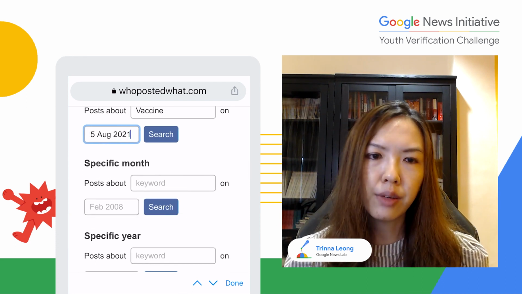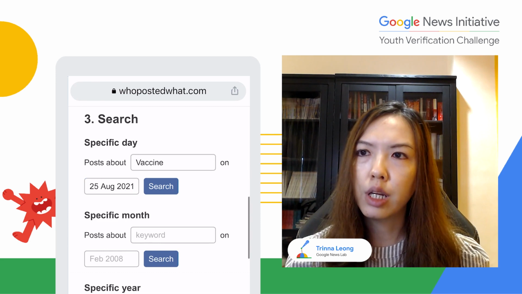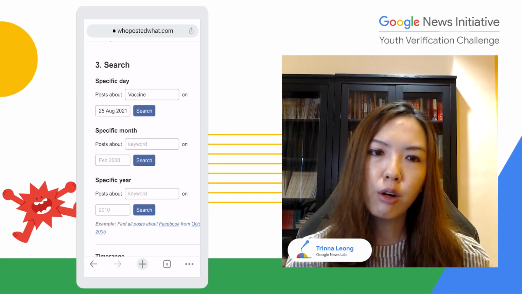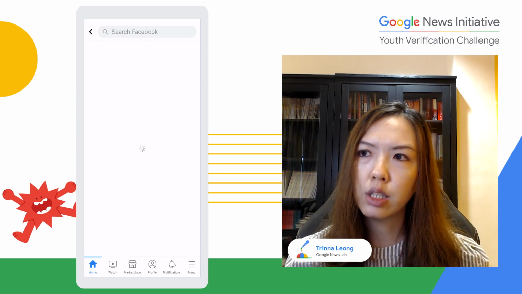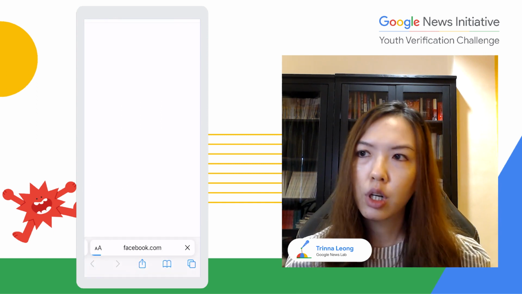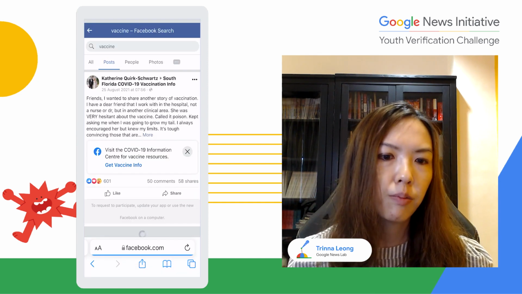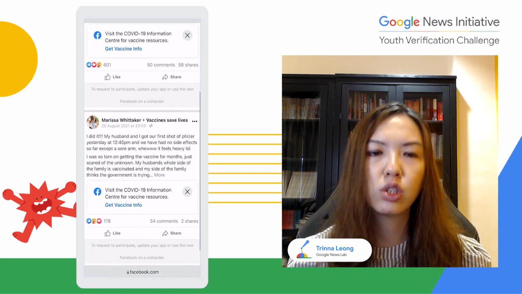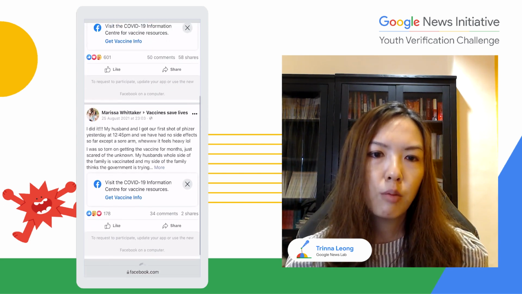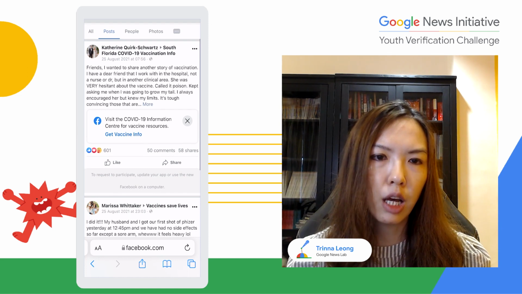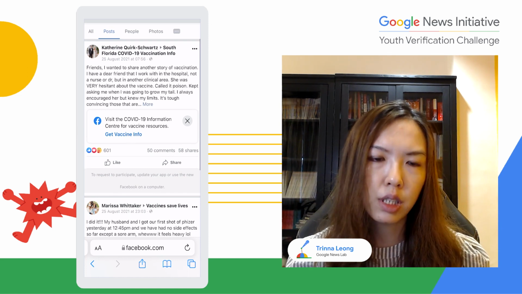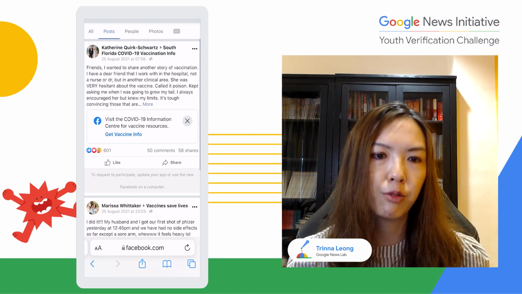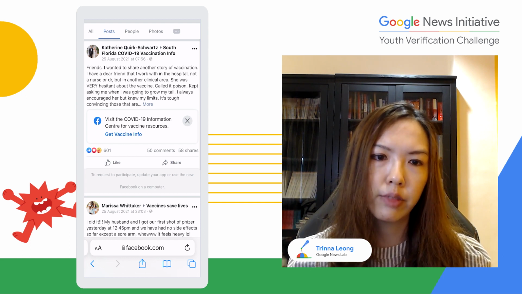And once we have selected our date and our keyword, and then we hit the search button, we get redirected to our Facebook account, and we will see that the posts that appear fit our search criteria. So give it a bit of time to load, especially if it needs to redirect to your Facebook page. But once you're there, you're able to see that all the posts that you're looking at were all published on the 25th of August, and they all contain the word vaccine.